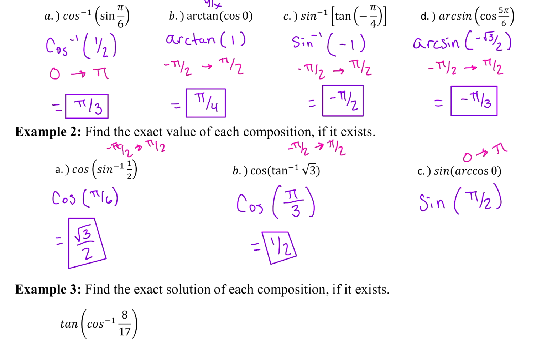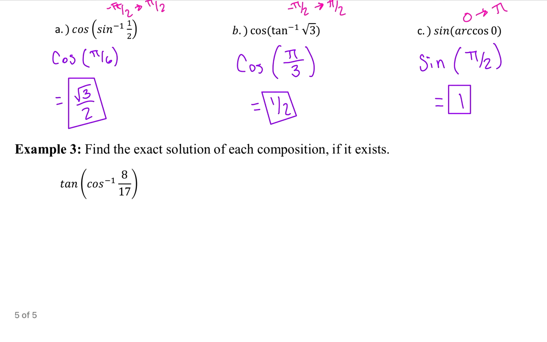So then it says find the sine. Well, at pi over 2, what would be the sine? We're going to look at the y-coordinate this time, and the y-coordinate would be positive 1. So sine of the arc cosine of 0 is positive 1.